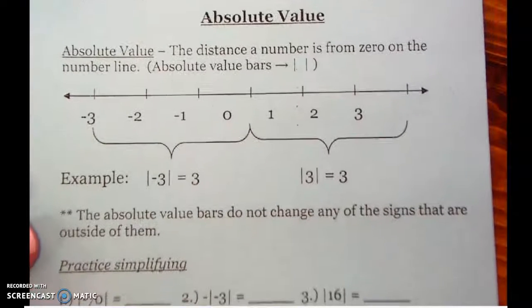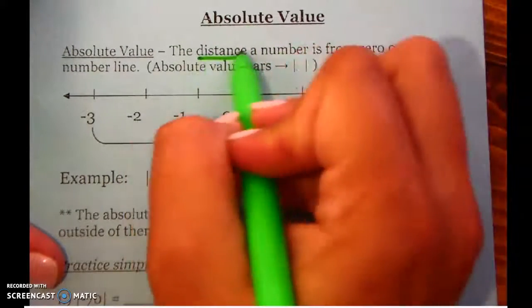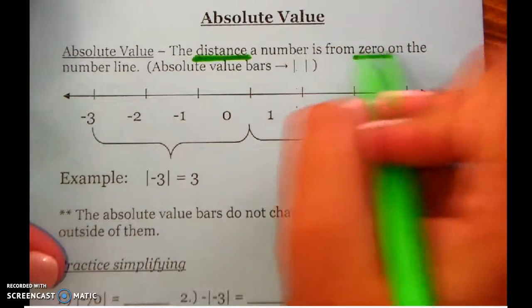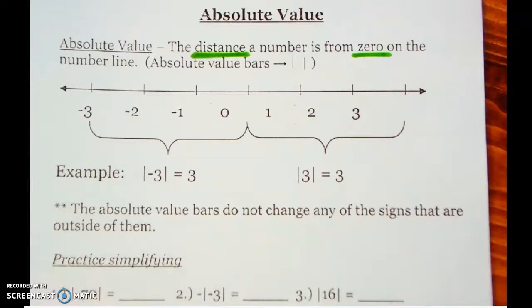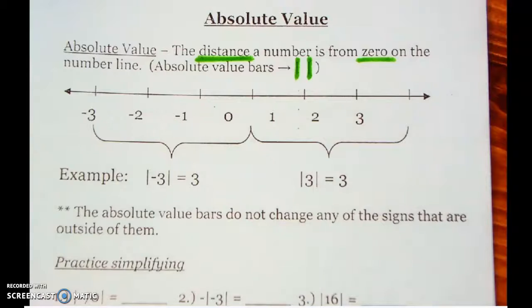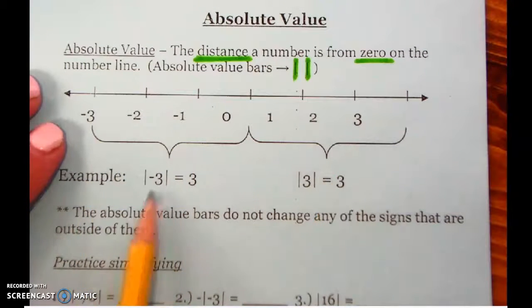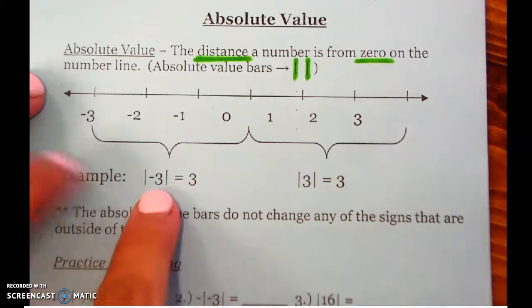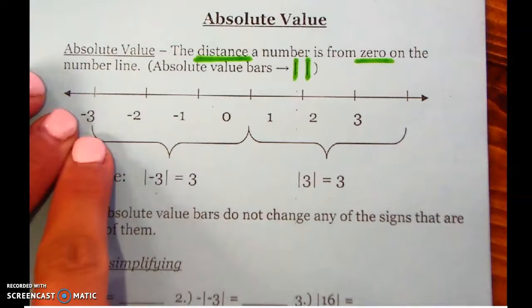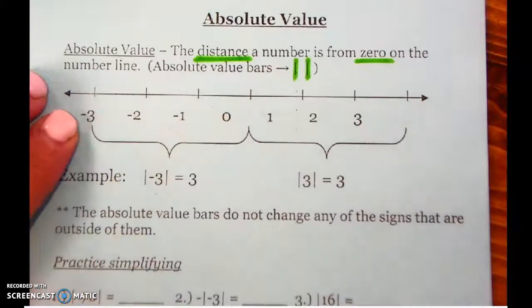At the bottom of your note sheet, we talk about absolute value. It is important to know that absolute value is the distance a number is from 0. So distance, how far it is from 0. Okay? And we use the absolute value bars, so these straight lines. And here's just an example on the number line. It's asking for the absolute value of -3. So if you look at -3, how far is it from 0? Well, it equals 3. It's 3 spaces away from 0.